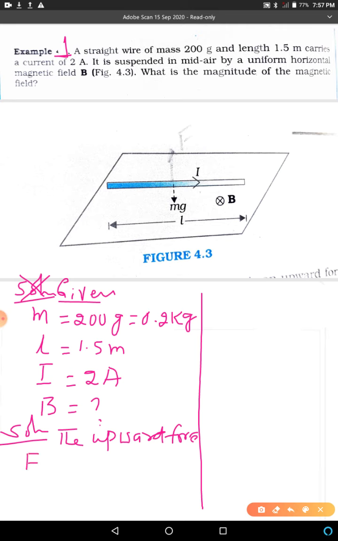This is the magnetic force. The upward force F is balancing the weight of the wire.